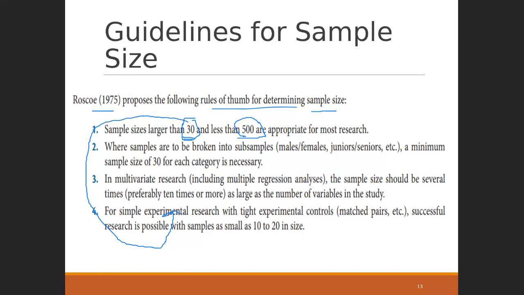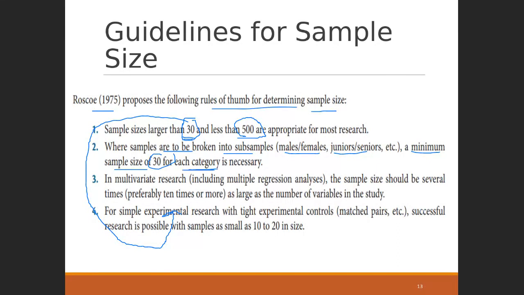Okay, so when samples are to be broken into subsamples like male, female, junior, senior, subordinate, supervisors, a minimum sample size of 30 for each category is necessary. Okay, that's very self-explanatory.